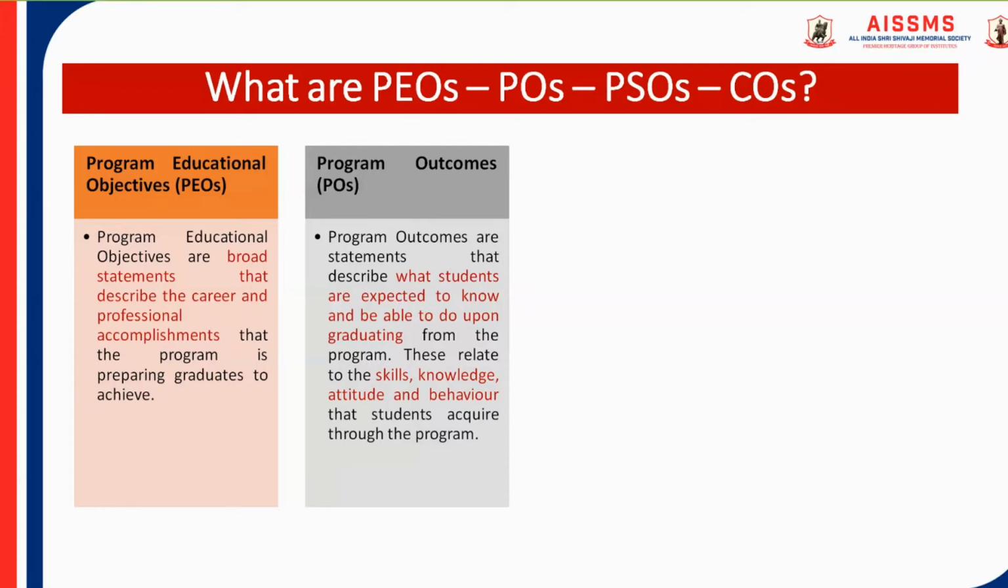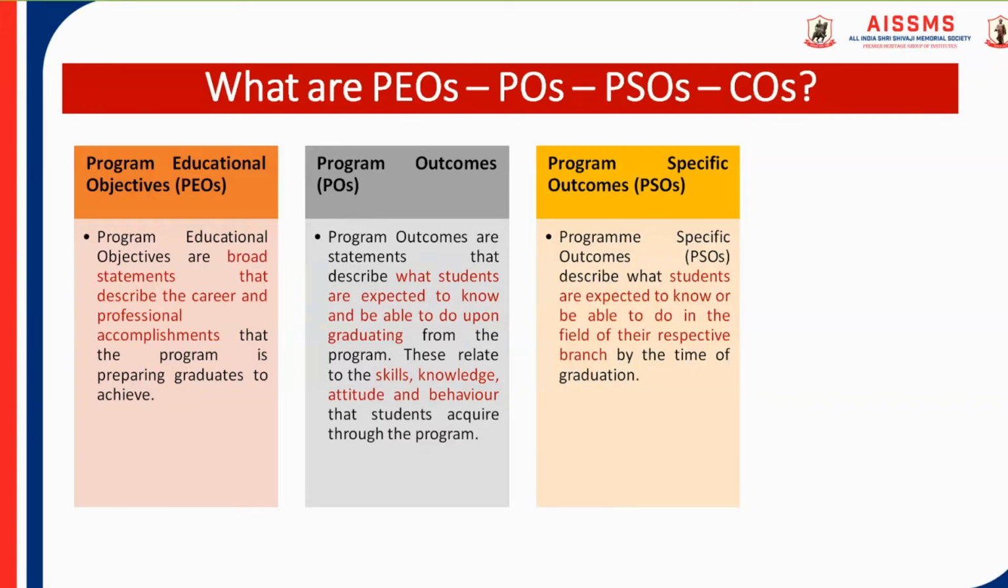Then, moving on to the program specific outcomes. These are very, very specific to the department. Program specific outcomes describe what students are expected to know or be able to do in the field of their respective branch by the time they graduate. So here we are moving on to very specific things: what a student graduating from a particular branch is supposed to know after graduation.